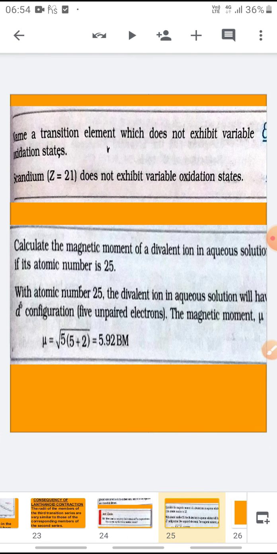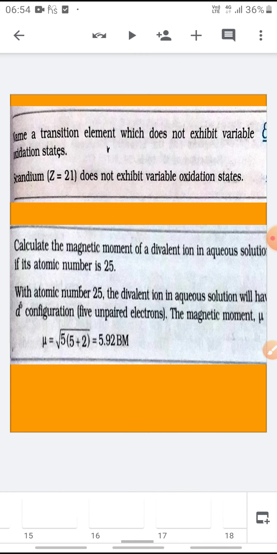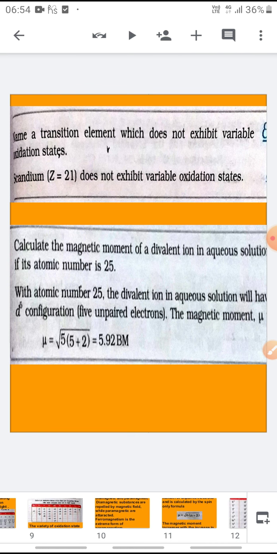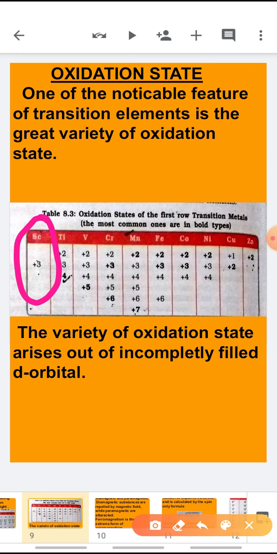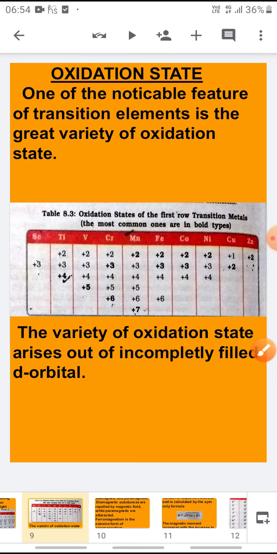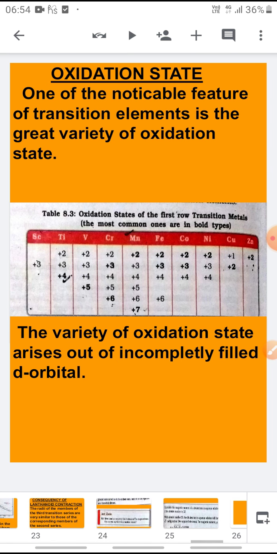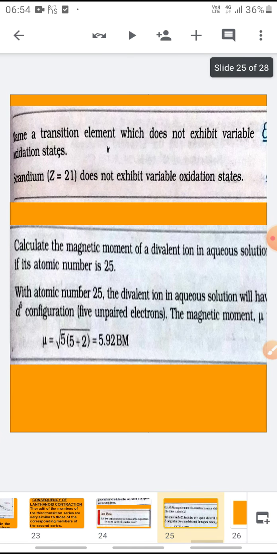Next is: name the transition element which does not exhibit variable oxidation state. Children, when we were discussing the chapter, I told you that in transition elements, scandium shows only the +3 oxidation state. Zinc also shows only the +2 oxidation state, but zinc is not a transition element, only scandium is the transition element. Zinc is a d block element but not a transition element. So the transition element which cannot show variable oxidation state is scandium.